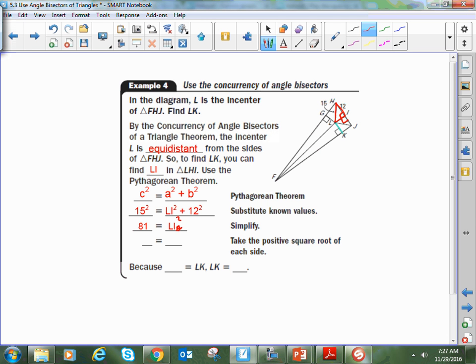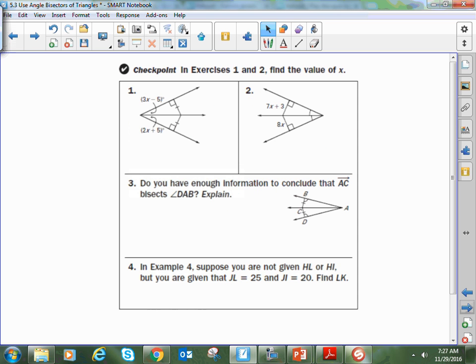So when we square 15 and we subtract 12 squared from it, we get 81. Well, 81 is equal to LI squared. So I take the square root of both sides and I get the length of LI to be 9 units long. And so LI and LK are the same length, so that means both of them are 9 units long. So that's one of the ways that we're going to be looking at how we'll use the incenter to solve a problem inside of a triangle.